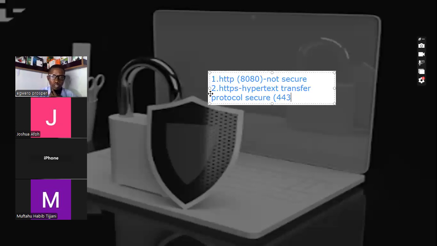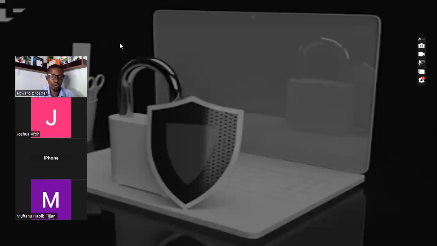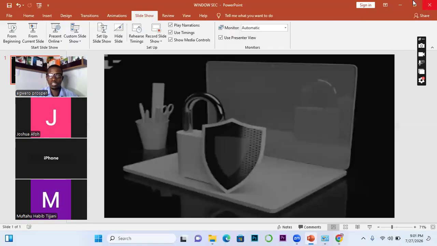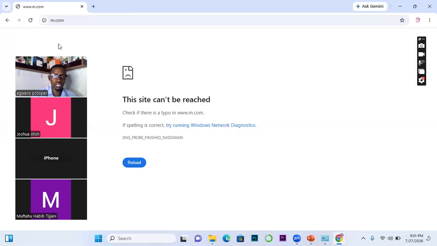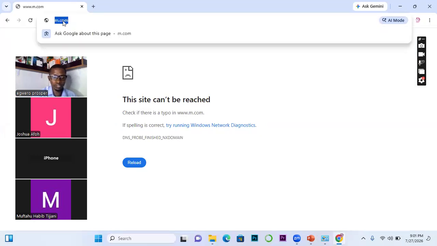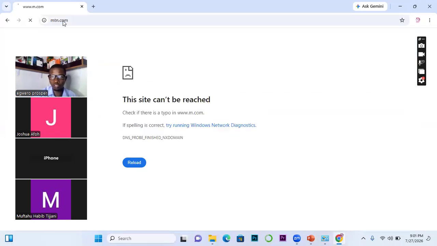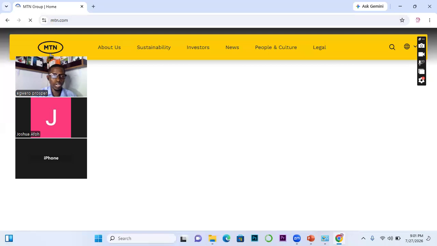If I may just go back and show you how we know, because these are the things that they also learn. Let me show you something. Let me go back there. That MTN website that we opened, let's open it again and see whether it's secure. So you know how to check if a website is secure, because these are the things they check.